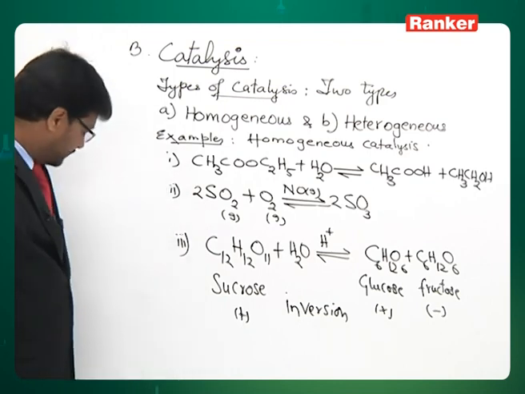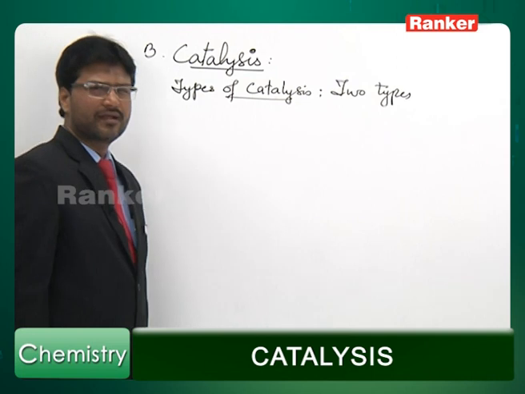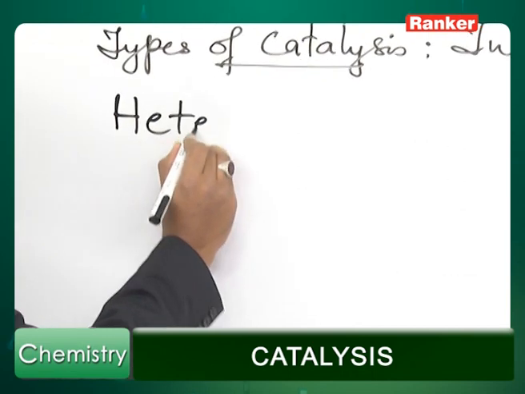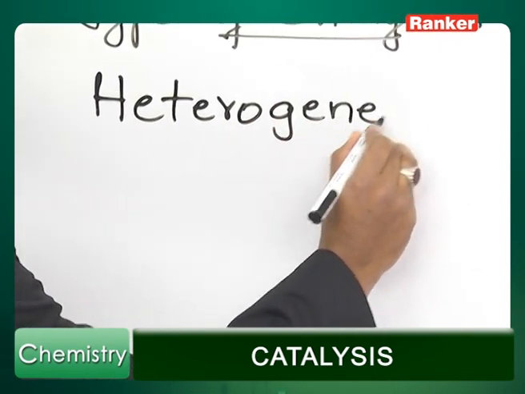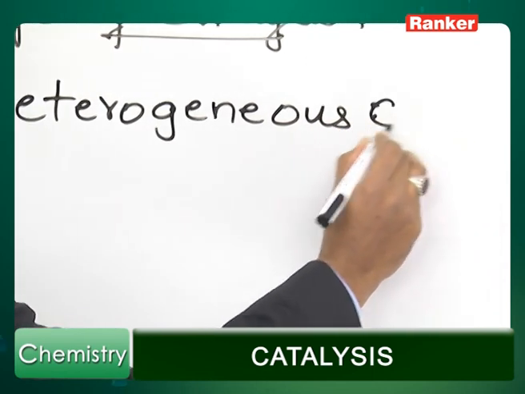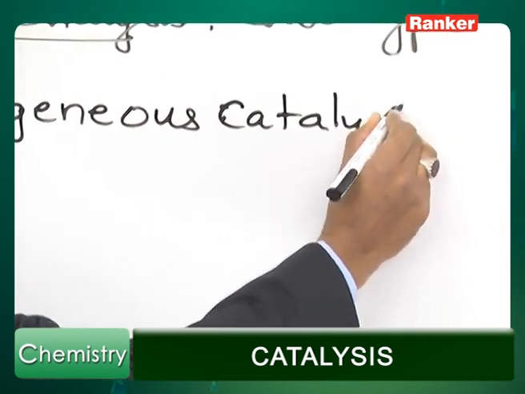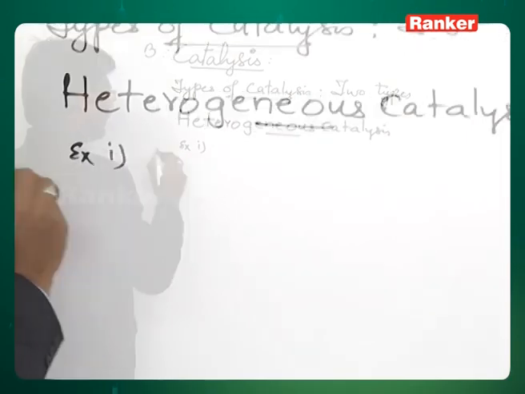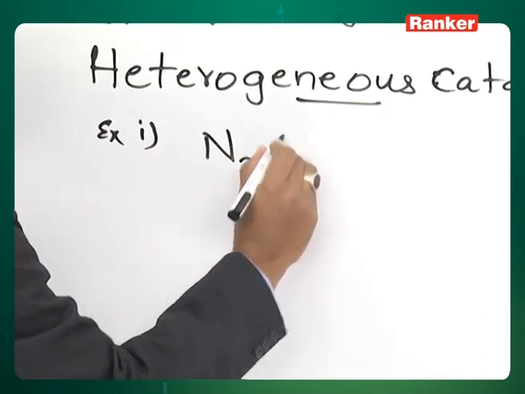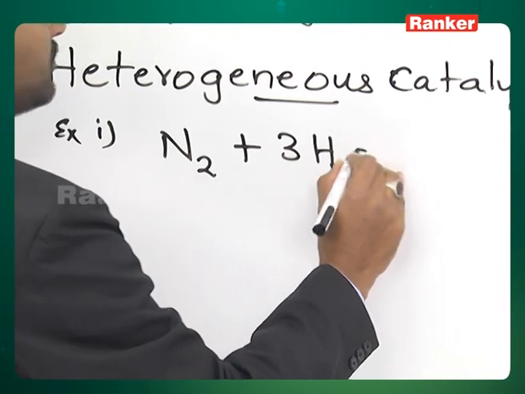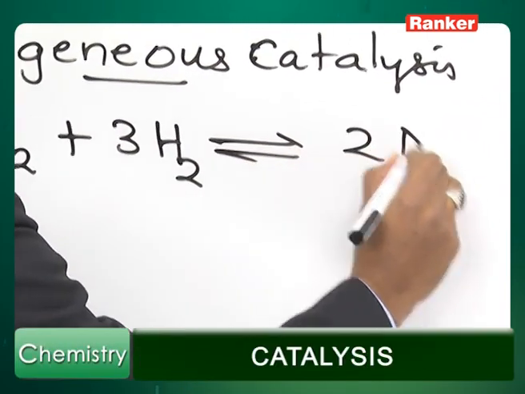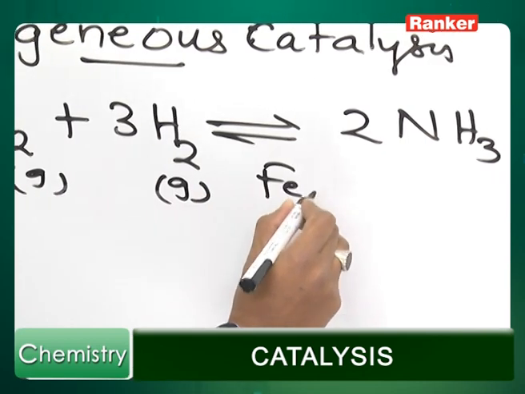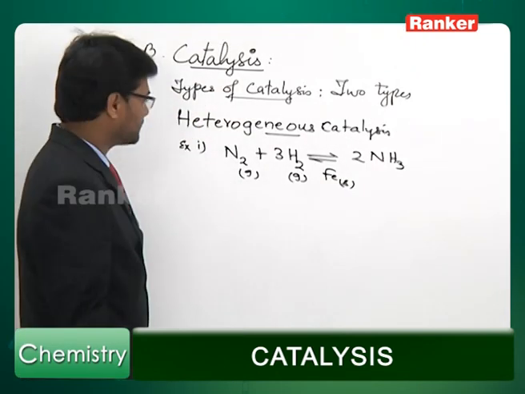I'll now give you examples of heterogeneous catalysis. Now let's look at some examples of heterogeneous catalysis. Heterogeneous catalysis, as I told you, reactants and catalysts are in different phases. Some important industrial examples for heterogeneous catalysis. One, you have this Haber's process. N2 plus 3H2 gives 2NH3. While nitrogen is a gas, hydrogen is a gas, Fe, the catalyst, is a solid. So it's a case of heterogeneous catalysis.